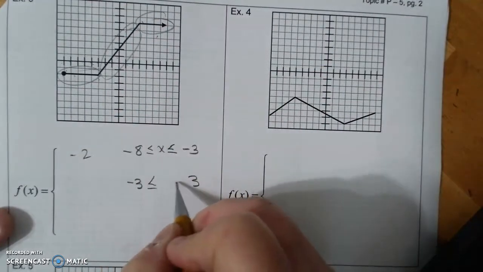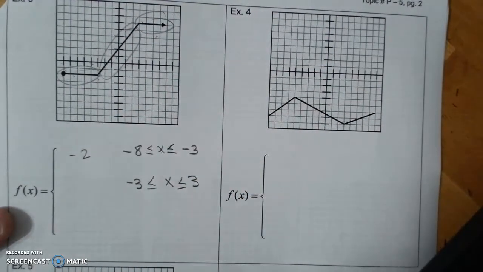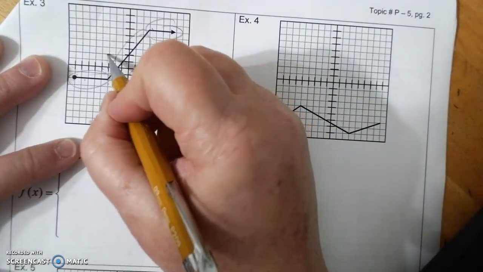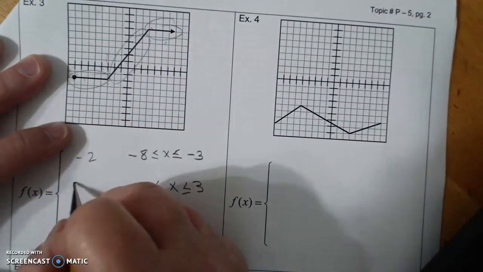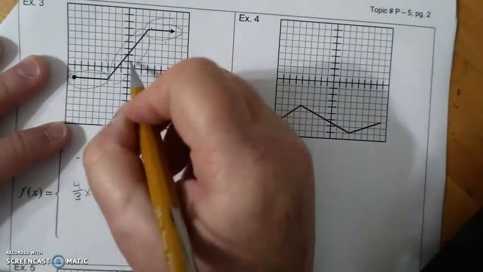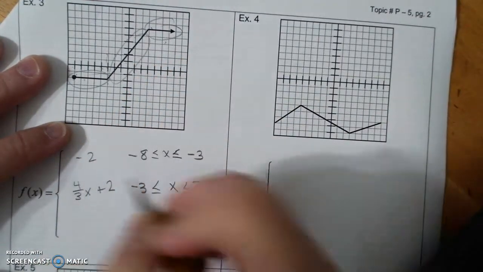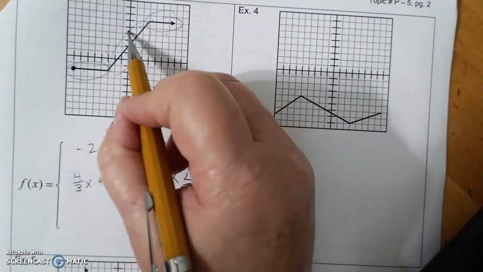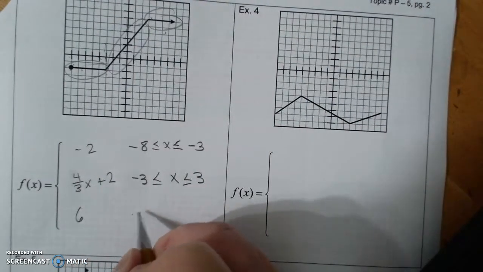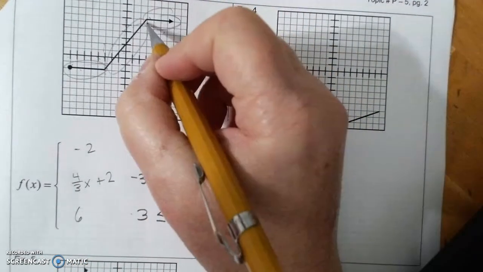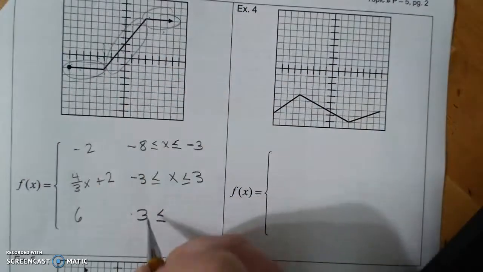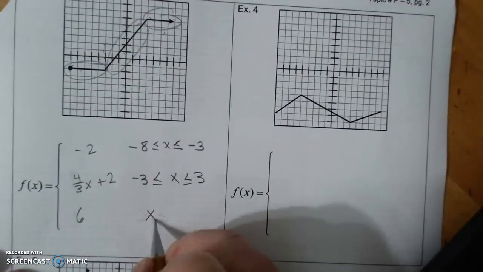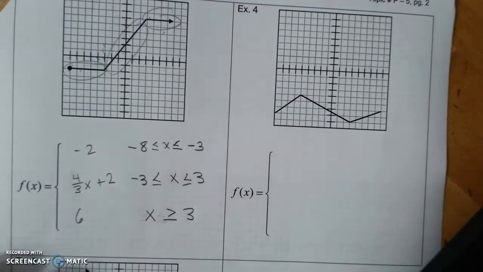Touches and touches, and my equation is going up 1, 2, 3, 4, 4/3 x plus 2, and then I have a horizontal line at 6, and it goes from 3 to, sorry, messed that one up. Because it's a ray, you have to do x is greater than or equal to 3.